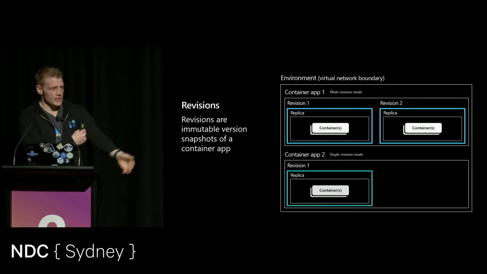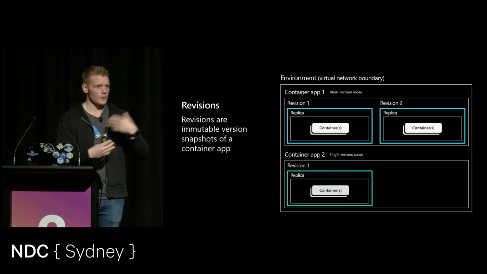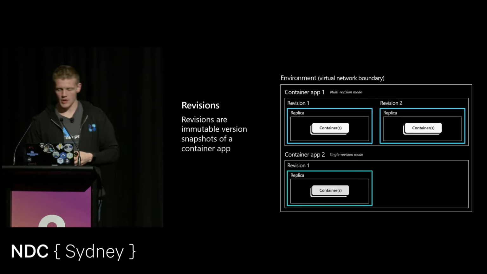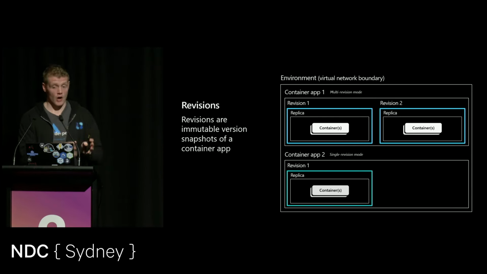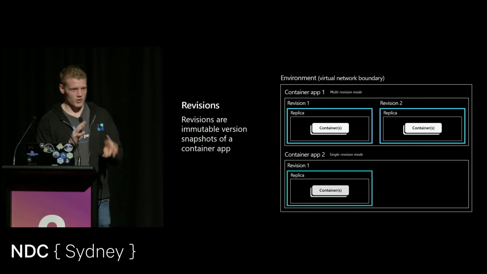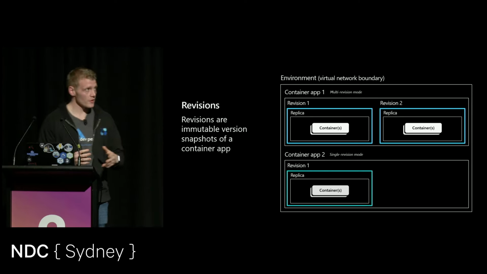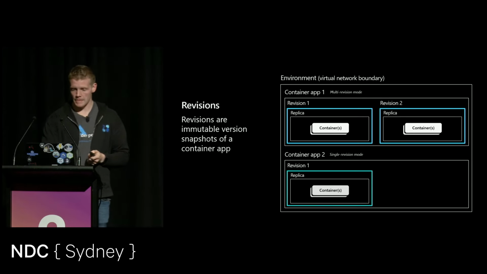And then we have this idea of revisions. This is where we start to get into, okay, how do we actually deploy different versions of our container app, and how do we manage traffic between different versions of our container app? A revision is an immutable snapshot of our container app. In container apps, we have two modes of how we can manage revisions. We can have a single revision mode, which is the default, or multiple revision mode, and I'll explain the difference between those in a second.